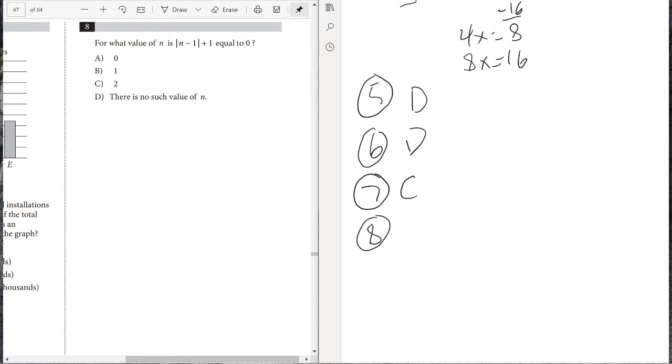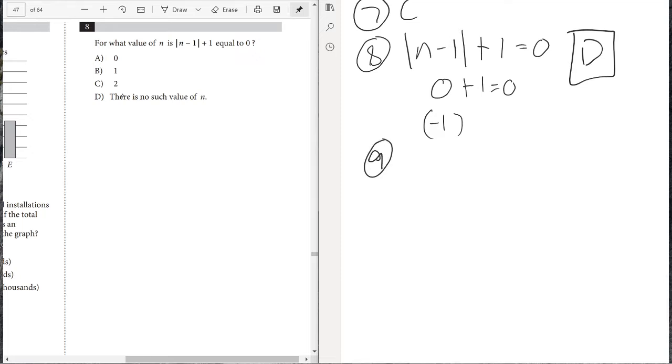For what value of n is the absolute value of n minus 1, plus 1, equal to 0? Well, let's see. There should be two of those values. So the absolute value of n minus 1, plus 1, could be 0. So 0, actually, no, it wouldn't be. No such value. Because this absolute value, at the very least, could be 0. It couldn't be any less than 0. And I need it to equal negative 1. But it can never equal negative 1 because it's an absolute value, so it has to be D.